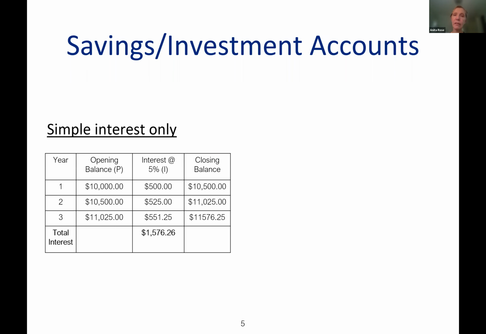I want to talk about simple interest and compound interest. If we look at a savings account with very simple interest, we have opened our account with $10,000. We have 5% interest in this account. Now they're not really paying 5% now, but probably very soon with the increase in interest rates. Then at the end of the year, with that 5%, we have $10,500. We have the extra $500 in there now.